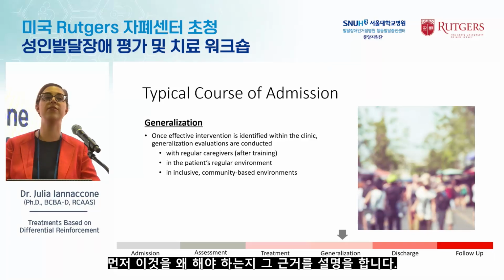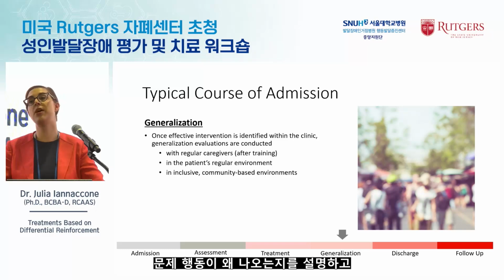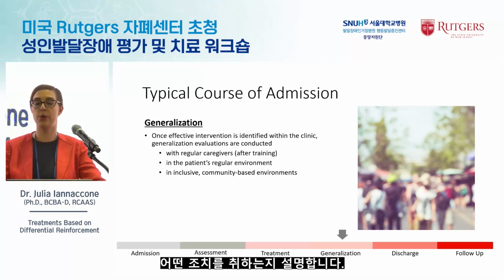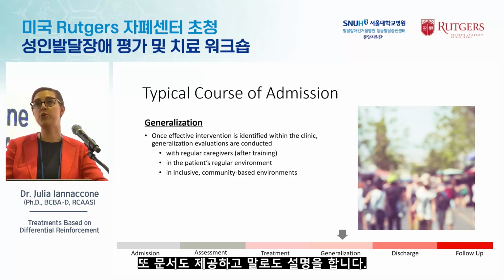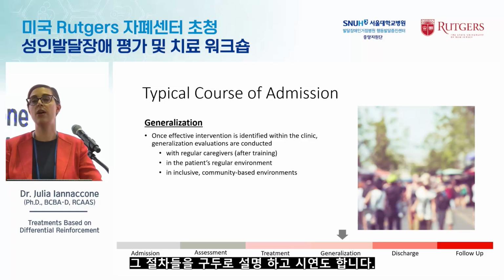So we explain to the caregivers the results of our assessment phase. This is why your child is engaging in this problem behavior, and this is why we're implementing or recommending these procedures. We give a detailed vocal description with a written handout as well. So we usually have a handout, like a cheat sheet, of the treatment plan that we give them to review as we're detailing through the procedures.